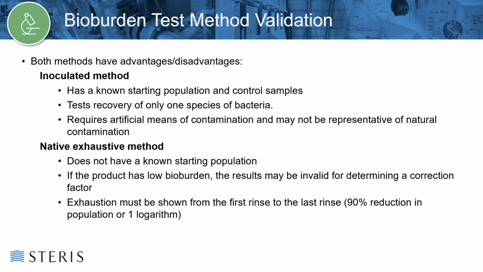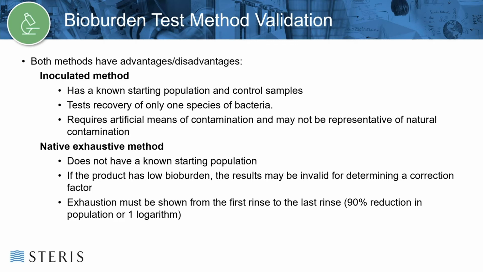The native exhausted method utilizes the naturally occurring bioburden through the product's manufacturing process. Therefore, the starting population is unknown. Additionally, many products are manufactured in a cleanroom environment and have low bioburden. If the bioburden is extremely low, the data may be insufficient to determine the correction factor.